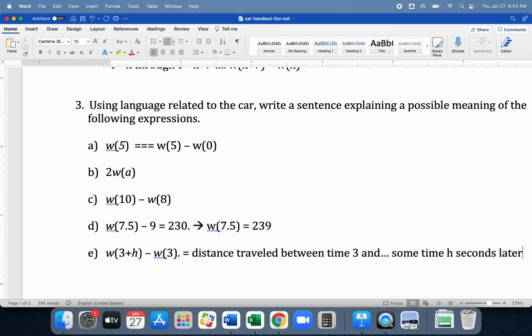What are the units on the numbers that you see? What are the values of the whole expressions, or what sorts of units do those whole expressions have? W of something is going to be a number of feet in this case. But the something, the part inside the parentheses, is a number of seconds, or an expression for a number of seconds.